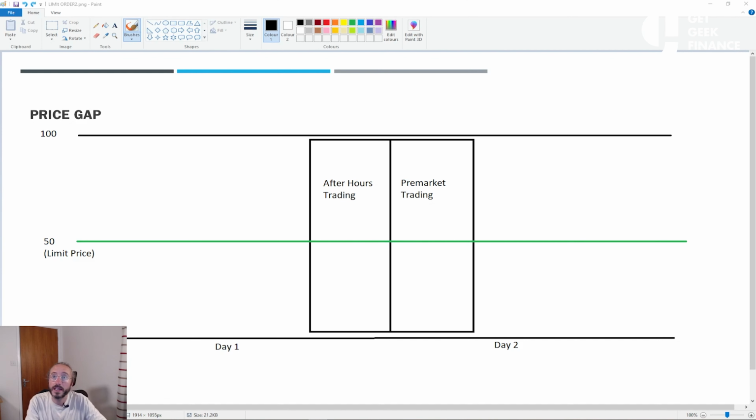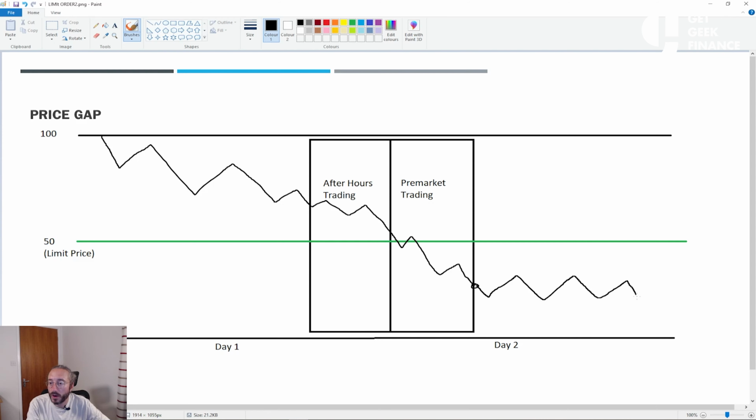So if I show you a quick example again, say we have a limit order set to 50 and say the price is going down here and we're reaching the end of the day, and then we hit here at the end of the day, so that's, I don't know, 60. Then in extended hours, it may carry on and then go right down, and then we open the next day at, say, I don't know, 25 here. Well, that's then missed our limit price, and so our order will not have opened.